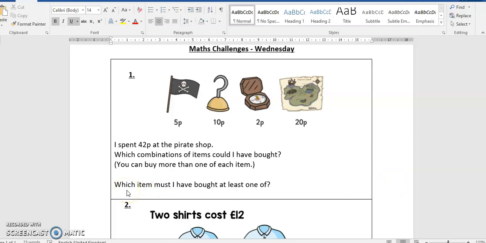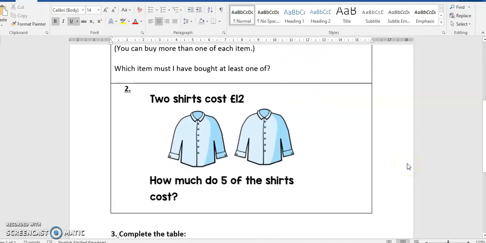What item must I have bought at least one of? So would it be possible to make 42 pence without buying this particular item? Which item must they have bought? Let's have a little think about that one.